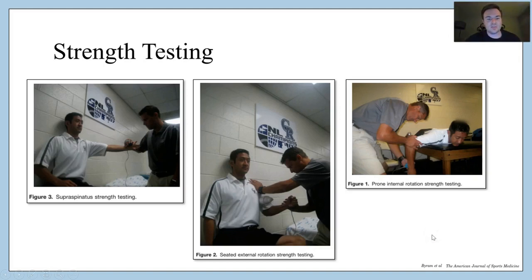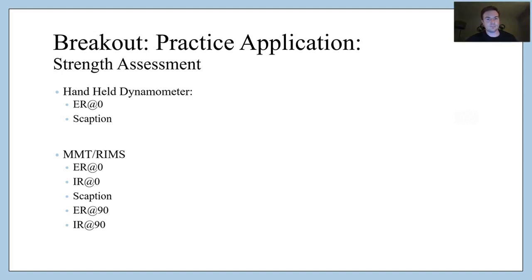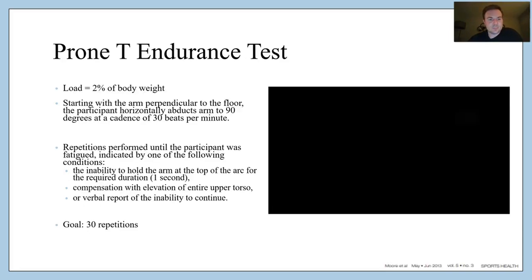And if you don't have a handheld dynamometer, you can certainly do these as a graded out of 5 manual muscle test, which we will probably do in class. So again, we'll look at strength assessment as part of a breakout, handheld dynamometer, or we'll look at manual muscle testing or RIMS with the following.